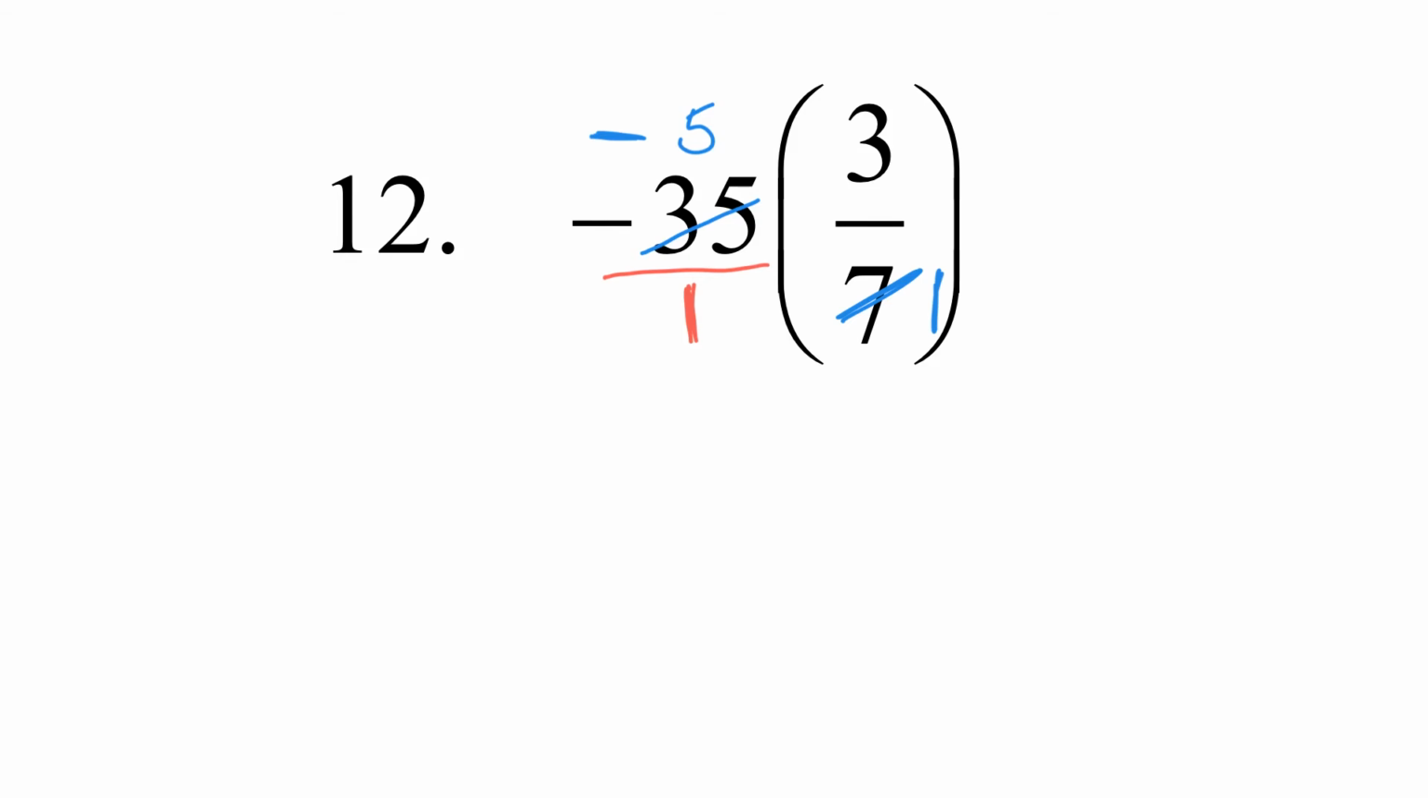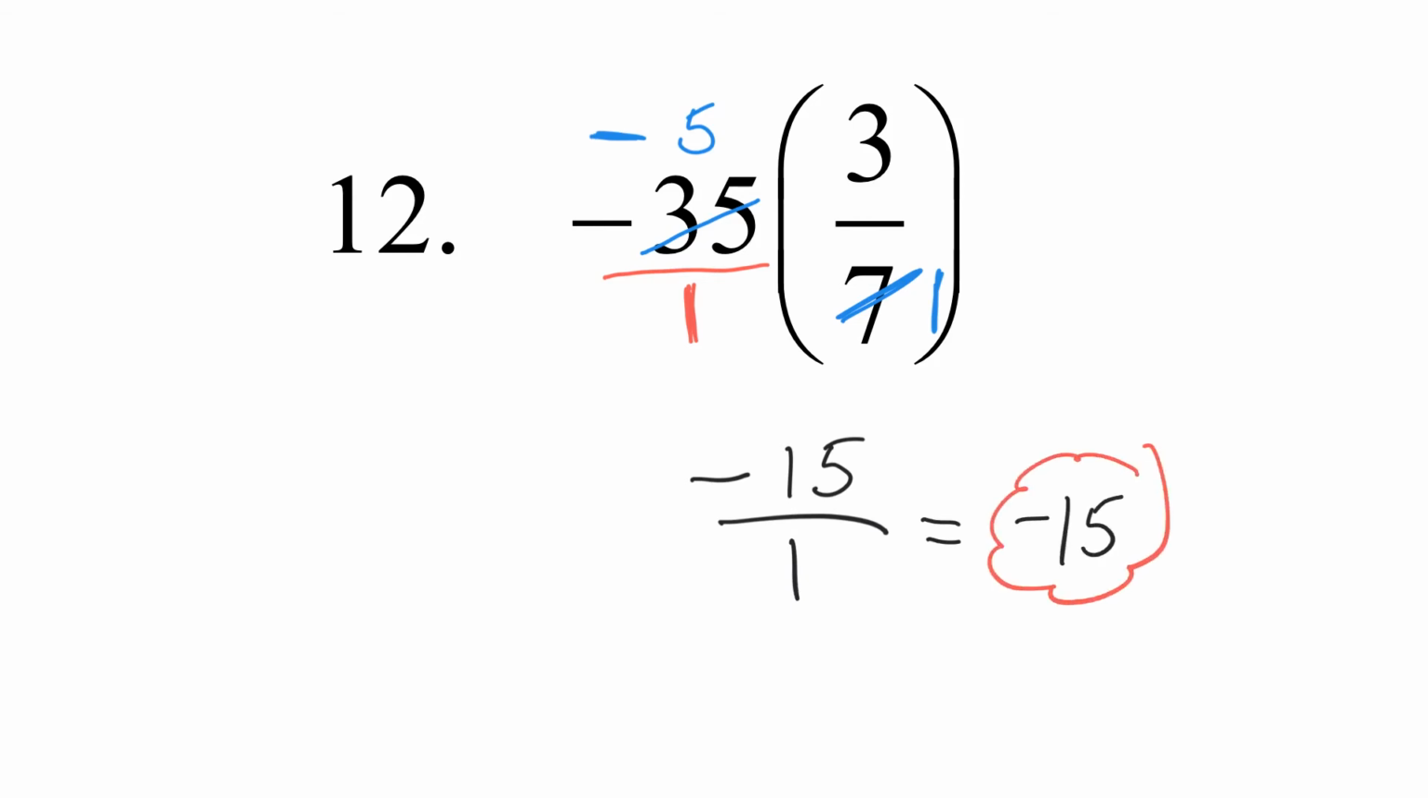So when you multiply the numerators, negative 5 times 3, negative times positive, they have different signs. That's going to be negative 15. And on the bottom, 1 times 1 is 1. Once again, I don't need that 1 on the bottom, so my answer is negative 15.